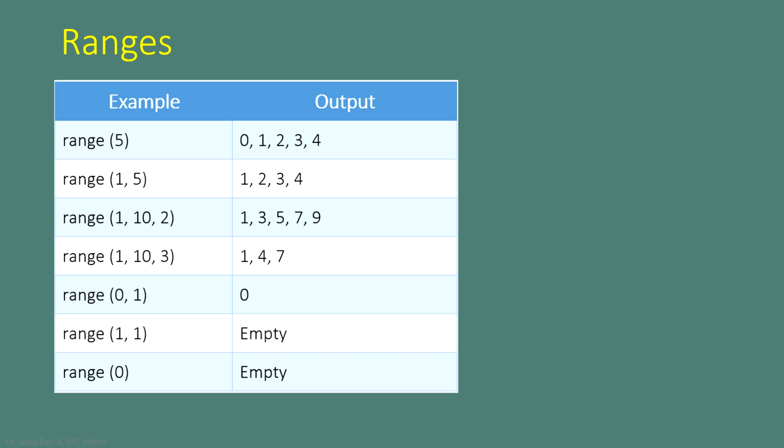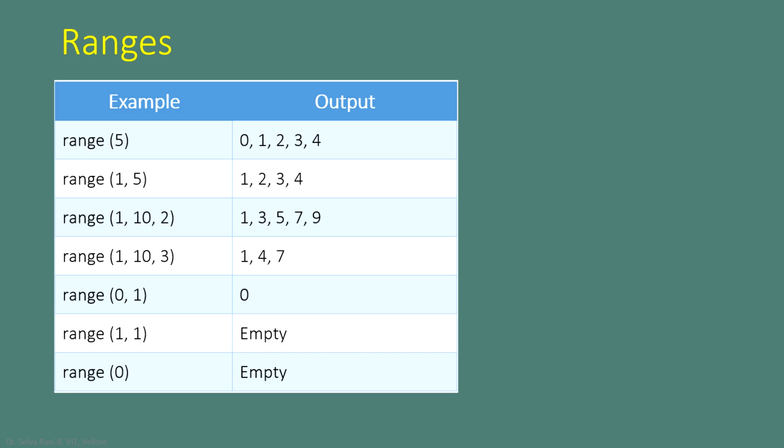The second example, range of 1, 5. Here 1 is the starting value from where we have to generate the integers and 5 is the stopping criteria. So it will generate from 1 till 5 minus 1 the sequence of integers 1, 2, 3, 4. Here the step value is not given. By default, the step value is 1 and so the difference between the sequence of integers generated here is 1. 2 minus 1, 3 minus 2, 4 minus 3.